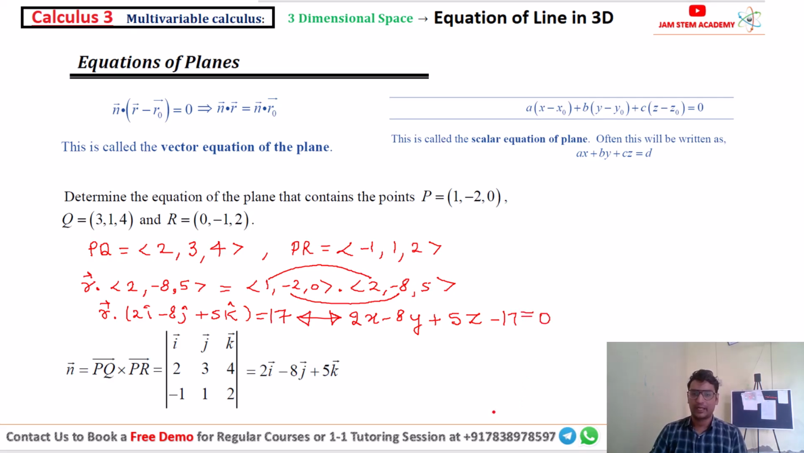And that is my final answer. So in this way, you can determine the equation of a plane. All you need is one point lying on the plane and a normal vector. They will give you some condition by which you can find the normal vector.